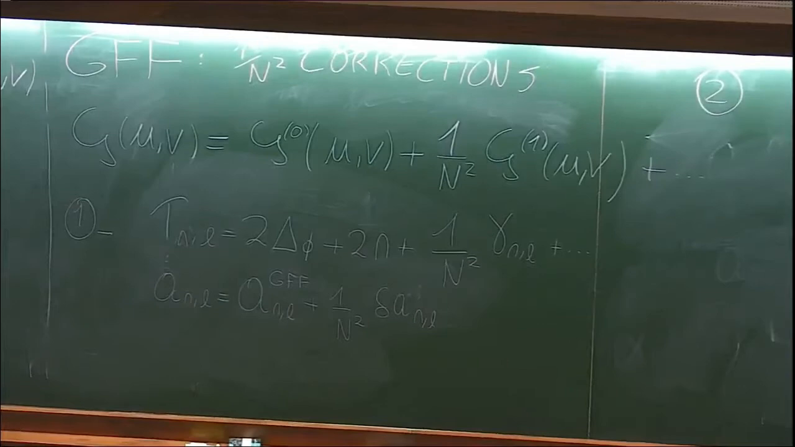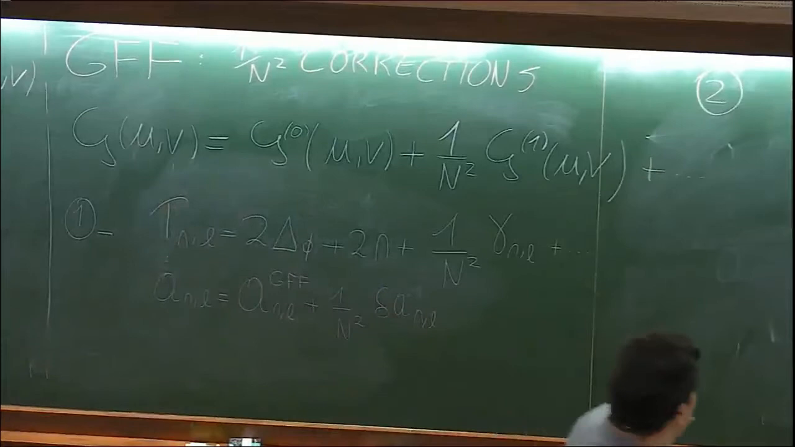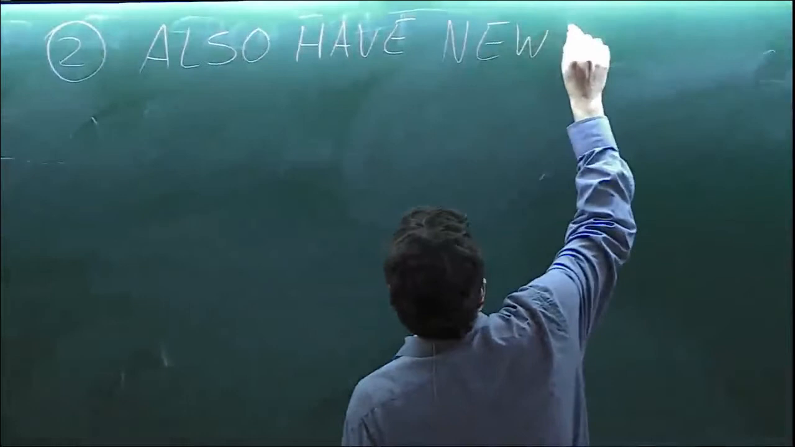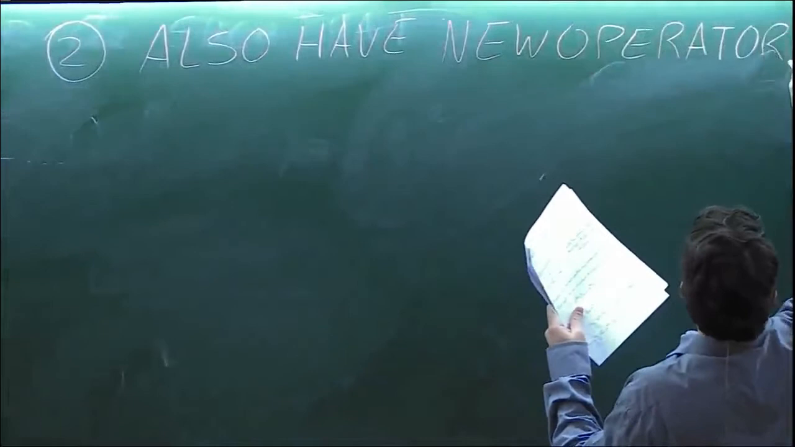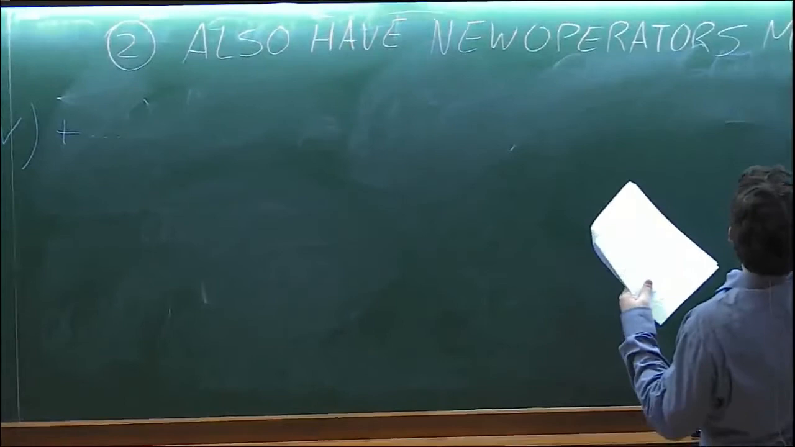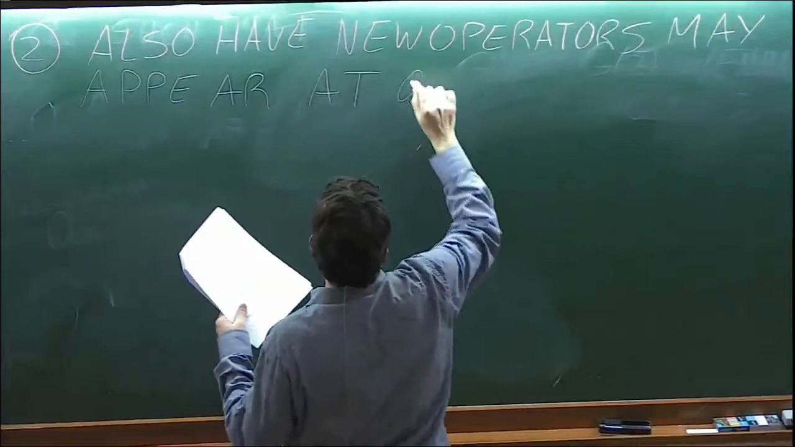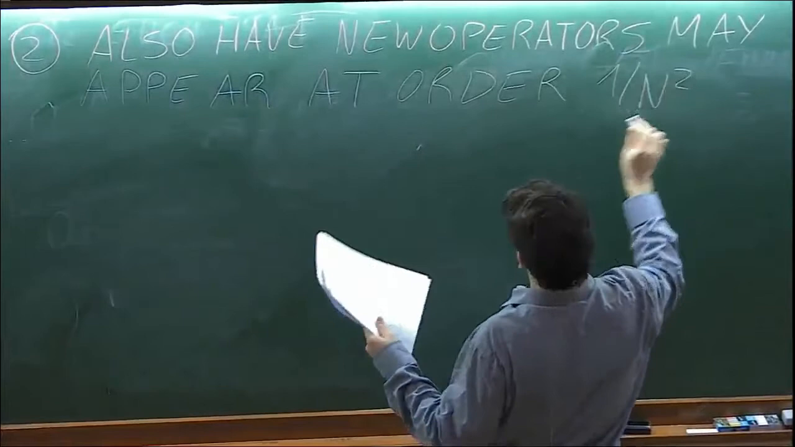Remember that in generalized free fields, the twist of the double trace operator labeled by n and L was 2 delta phi plus 2n. Of course, in generalized free fields, that doesn't depend on L. But now, if we put corrections to it, we will not have generalized free fields anymore, and we will have 1 over N gamma n L. But in addition, absolutely, we can also have new operators appearing in the OPE, which may appear at order 1 over N squared.